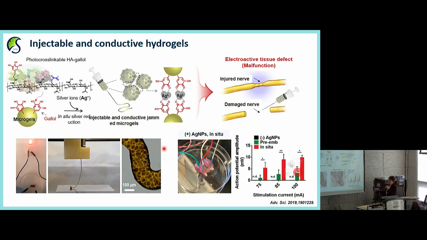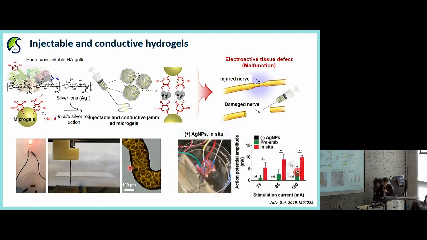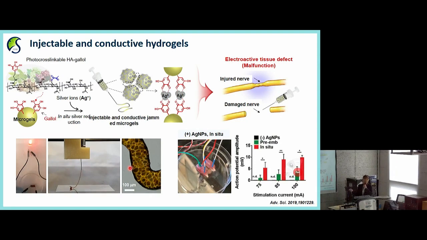Using this hydrogel, we can print it and fill it in the gap between two muscles. Even though we stimulate only one muscle, you can see the other muscle tissue also has the same contraction effect. That means our material can transfer electrophysiological signals between the tissues.